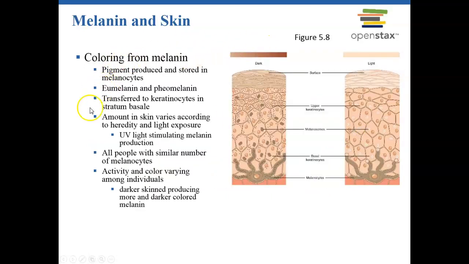So let's look at melanin. That's probably the most important of the three contributing factors to skin color. Melanin is produced by melanocytes. There are two major types of melanin. Eumelanin is the darker pigmented melanin, so it forms that dark brown to black coloration. Pheomelanin is a lighter pigmented melanin, forming more of a yellow or red coloration.